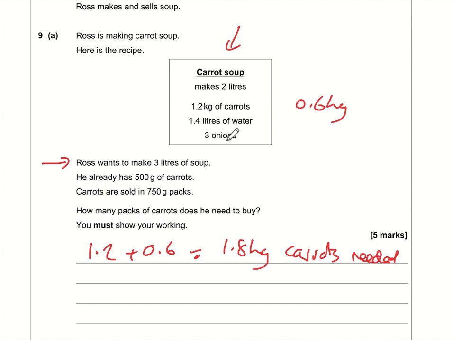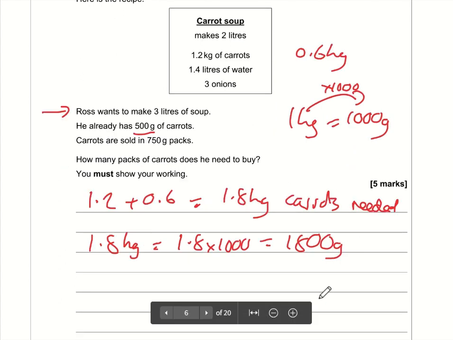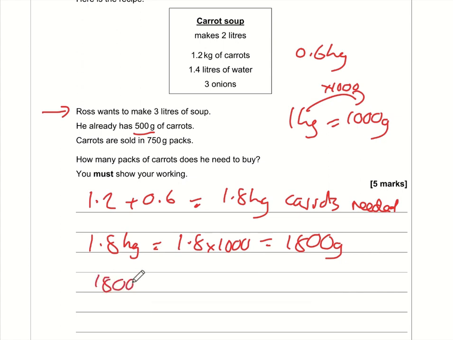Now what I would do here is, we know he's already got 500 grams, so what I would do here is turn the kilos into grams. 1.8 kilos: remember that 1 kilo is 1,000 grams, so when we're turning kilos into grams, we're multiplying by 1,000. So it's 1.8 multiplied by 1,000, which is 1,800 grams. Now we know that he's already got 500 grams, so if we subtract the 500 from the 1,800, we get 1,300 grams. So this is the mass of carrots he needs to buy.